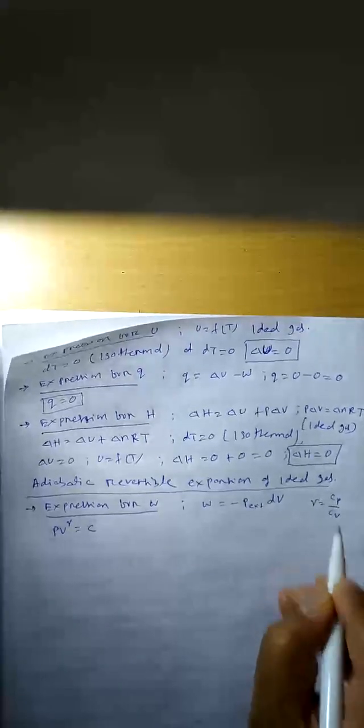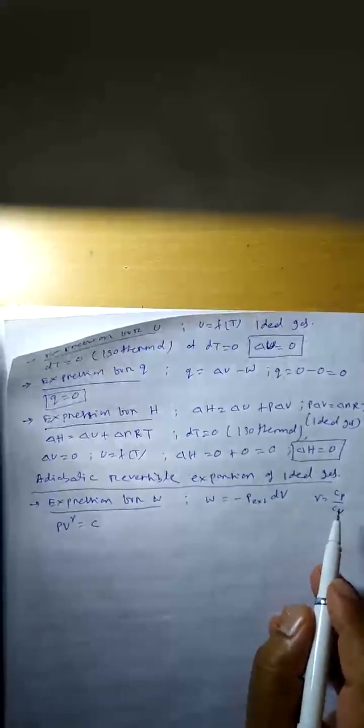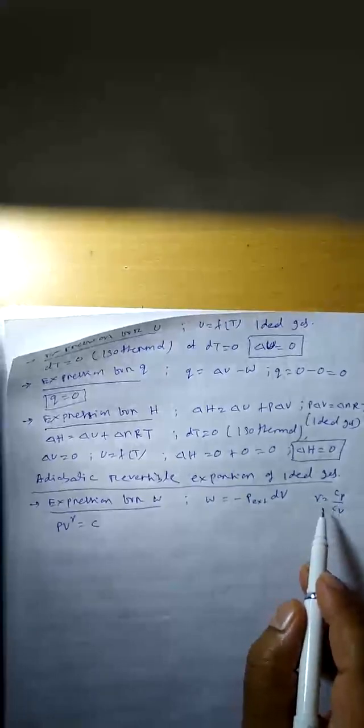In an adiabatic process, what happens? PV to the power gamma is equal to constant. Gamma means Cp by Cv. In the case of isothermal ideal gas, Cp is equal to Cv, so gamma is equal to 1. But in that case, what happens?